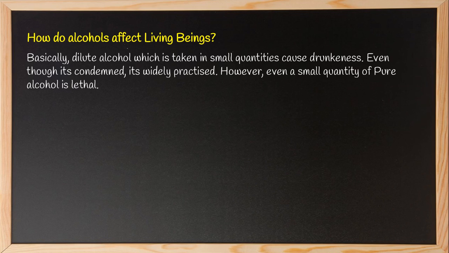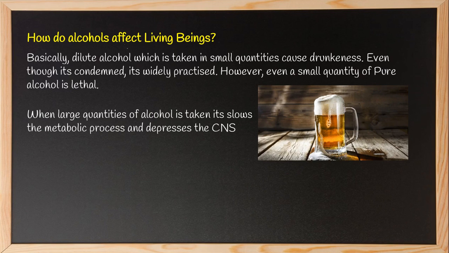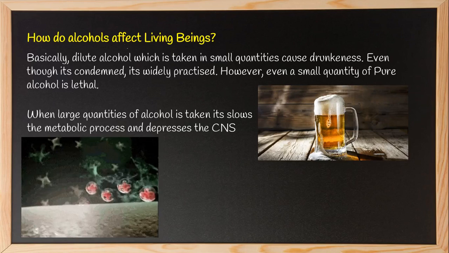The next effect is that when large quantities of alcohol are taken, it slows down the metabolic process and depresses the central nervous system. For example, if a person has a habit of taking alcohol in large quantities every day, it slows down his metabolic process and even depresses his central nervous system. The CNS here represents the central nervous system.